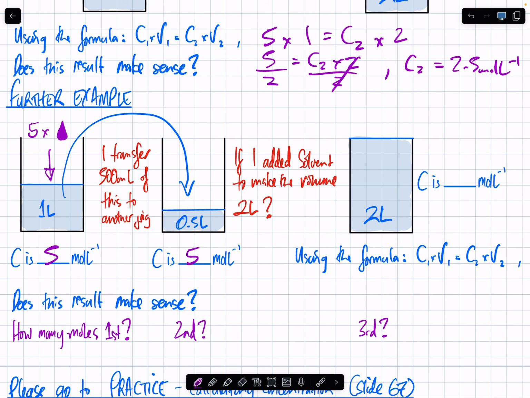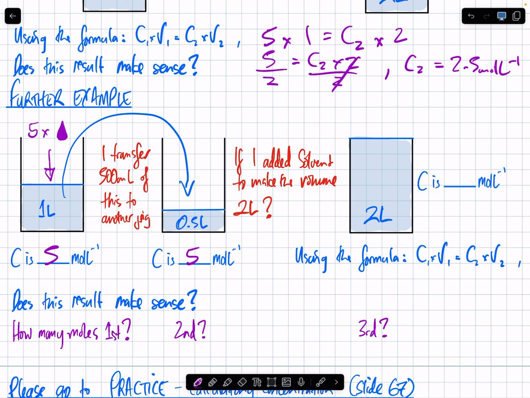It was 500 mils. It was half a liter of 5 moles per liter. So how many moles was in it? No. Its concentration was 5 moles a liter, but I only had half of a liter. How many moles was in it? 2.5. And then I made that up to 2 liters. So it is slightly more complicated, okay?